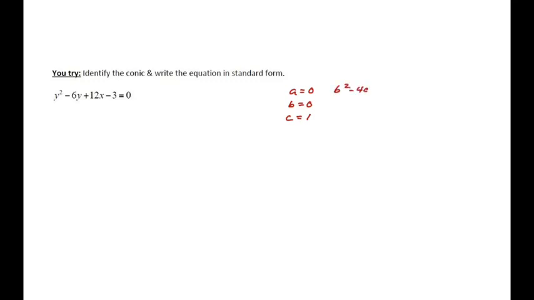So then in terms of the discriminant, b squared minus 4ac, I would get 0 squared minus 4 times 0 times 1. So I'd get 0 for the discriminant, which tells me we are going to, again, be writing the equation for a parabola. And then there are two standard form equations for parabolas, and they are x minus h quantity squared equals 4p times y minus k, or y minus k quantity squared equals 4p times x minus h.